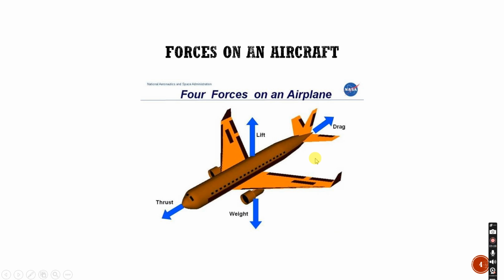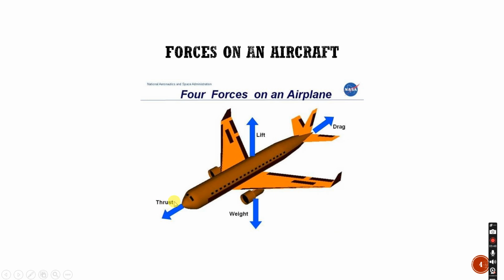So basically, there are four forces that are acting on an aircraft. The first force is the weight of the aircraft, very simple to understand. Aircraft has some mass, so because of that, there is some weight which is acting downwards because the Earth's gravity is acting downwards. So this is the weight vector.